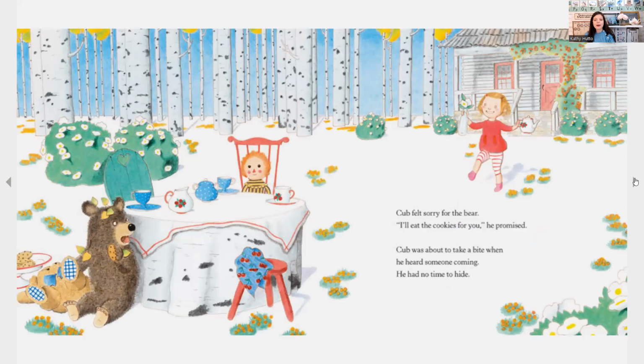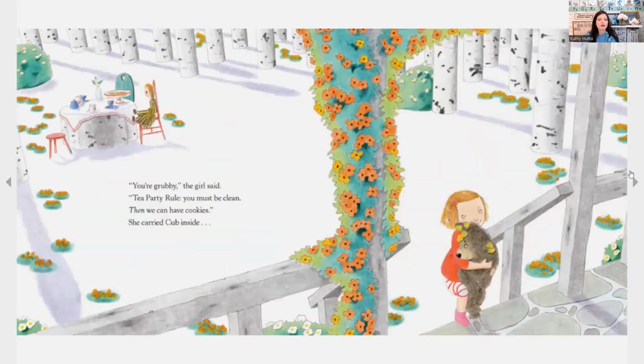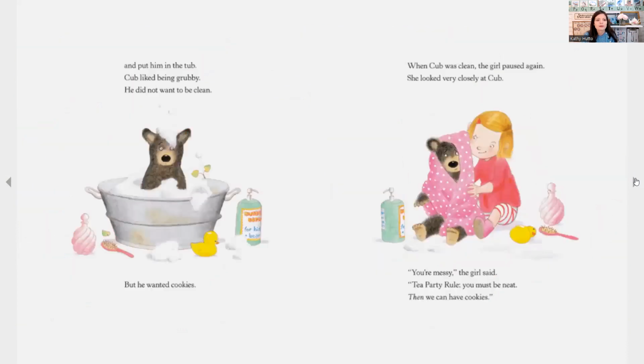Cub was about to take a bite when he heard someone coming. He had no time to hide. Cub pretended to be the other bear. "It's time to play tea party," the girl announced. The girl paused. She looked closely at Cub. "You're grubby," the girl said. "Tea party rule, you must be clean. Then we can have cookies." She carried Cub inside and put him in the tub. Cub liked being grubby. He did not want to be clean, but he wanted cookies.